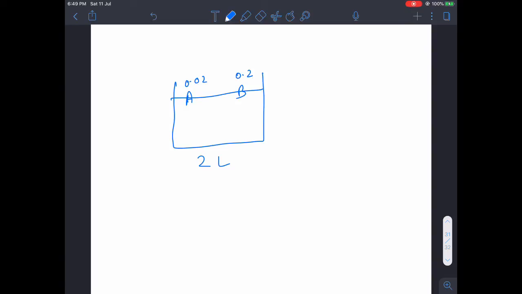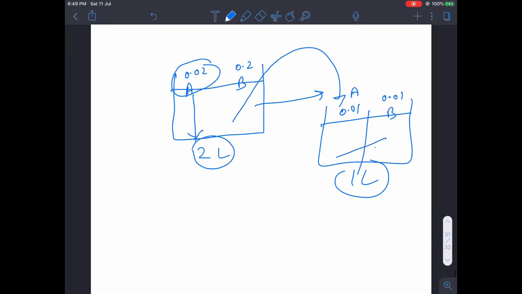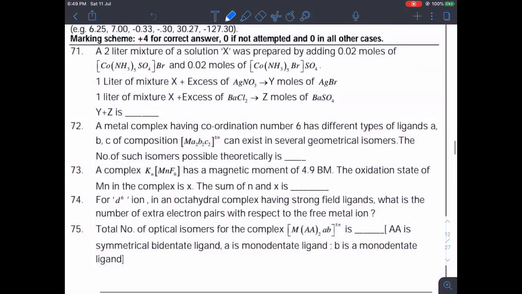Now if I take just 1 liter of this solution, then what will happen? So 0.02 is present in 2 liters, but in 1 liter how much will it come? It will come 0.01 A and 0.01 B also in this solution. Now this solution is treated with excess of AgNO3 and excess of BaCl2.